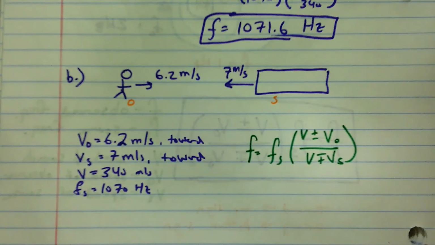So wait, the VF is the U, right? No, the source is what's making the sound. The train, correct, that's FS. And then VS would be the speed of the train. VO is you, the observer, you're observing the frequency.